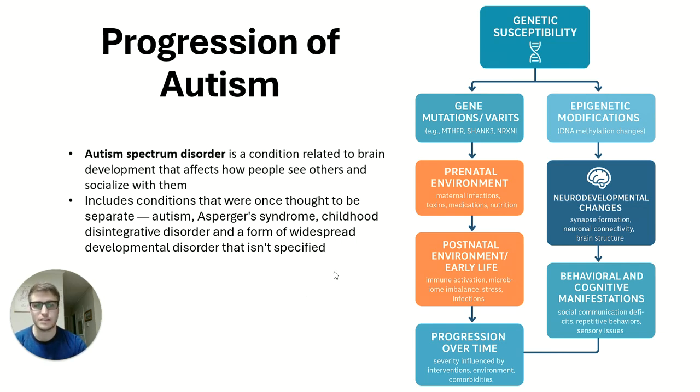So there's a lot of different genes that account for the genetic susceptibility of autism, but even if you have that genetic susceptibility, there's a lot of factors that can promote the development of autism, which you can read right here, and I'll briefly go through in the next few slides.